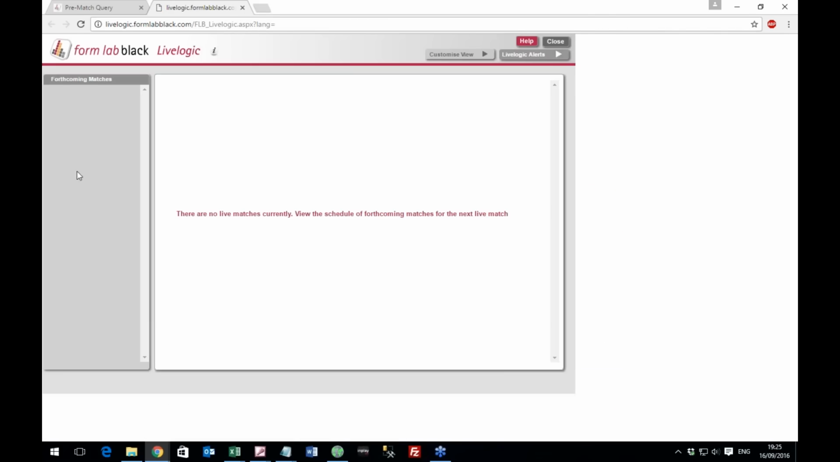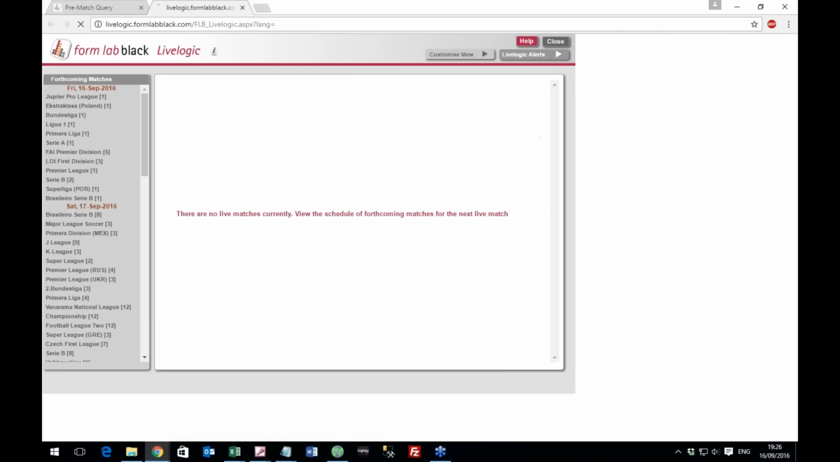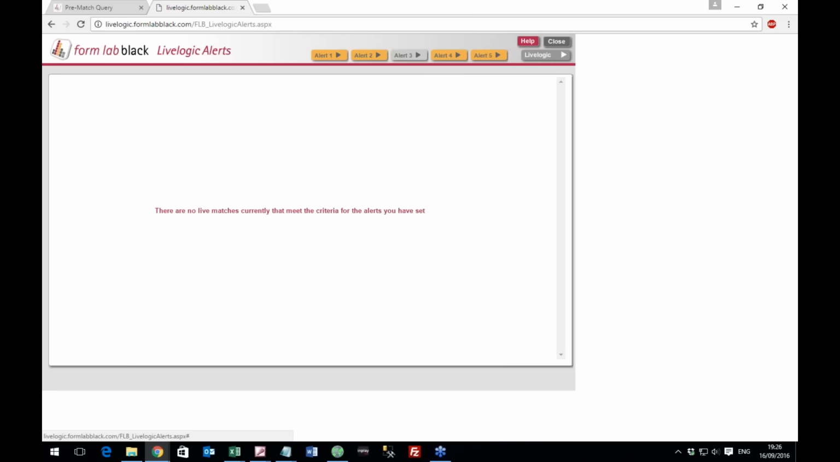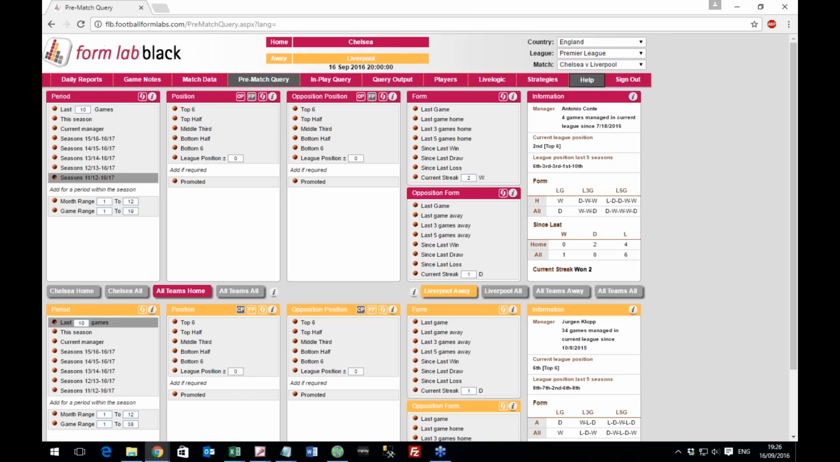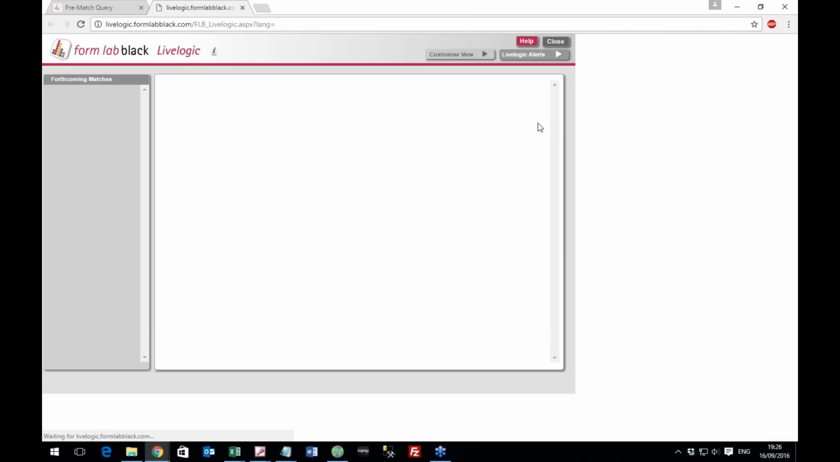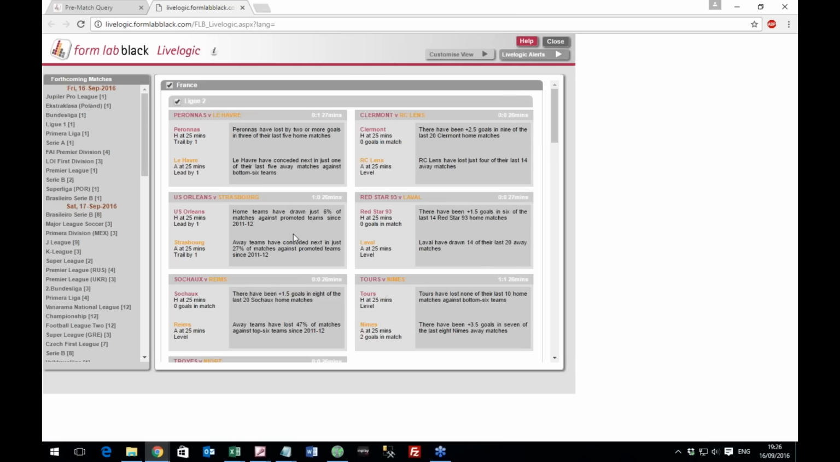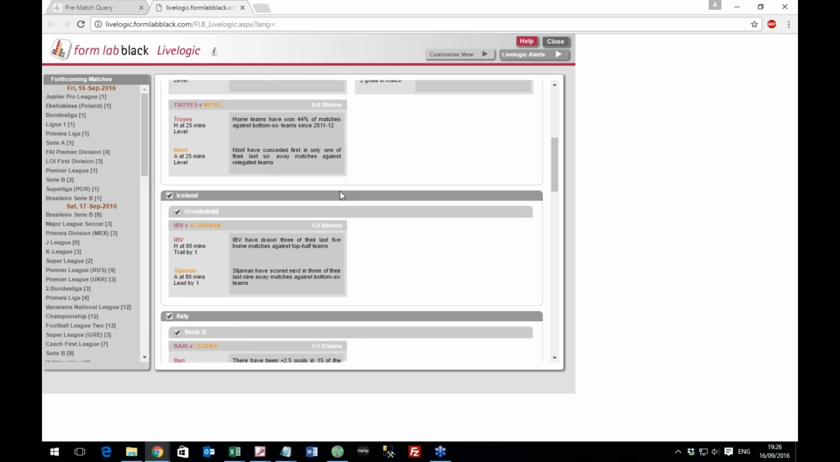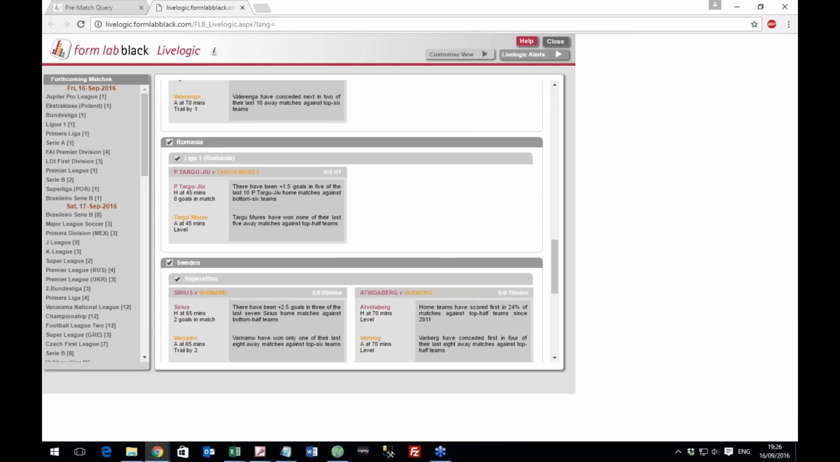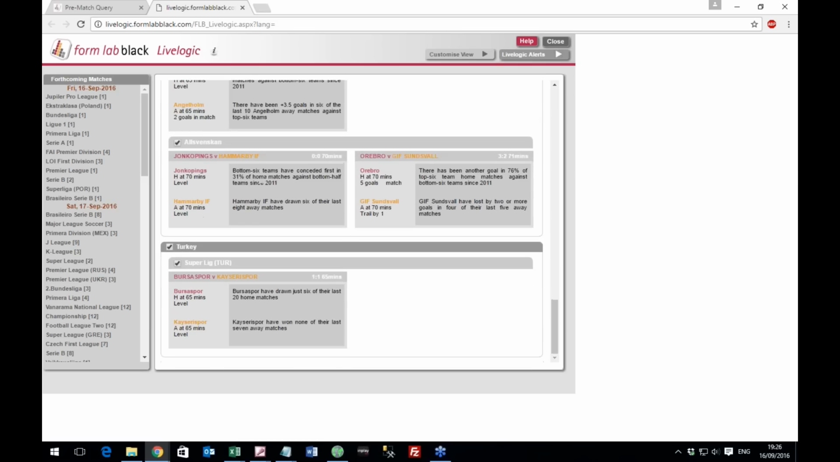Close this down. Next tab is Live Logic. Live Logic is a great in-play tool. You can customize on leagues or alerts at the top. This is all the games that are currently in play that we cover in Formula Black. You can see here that we've got pretty much a full fixture list in Ligue 2 in France tonight, the same in Holland, and then we've got a smattering of other games around.